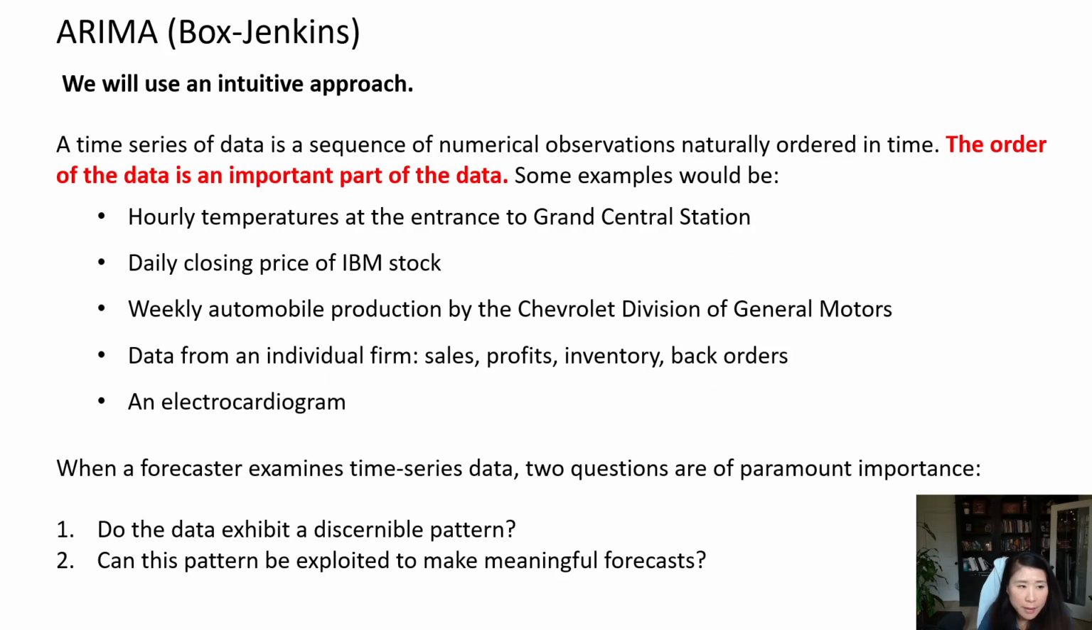In order to use the ARIMA model, the data has to satisfy certain criteria. The first criterion is that the data has to be time series data. So it will be very different from the data you saw in an econometrics class or QBA 3000. For this model, we are only dealing with time series data. As we've seen at the beginning of this semester, most of the data we are handling is time series data. A time series is a sequence of numerical observations naturally ordered in time. The key here is that the order of the data is a very important part of the data.